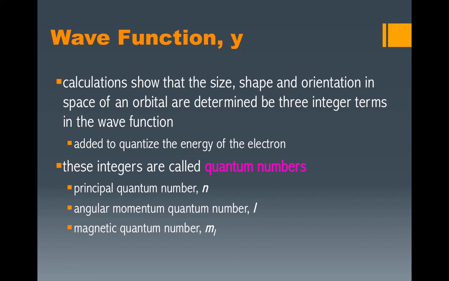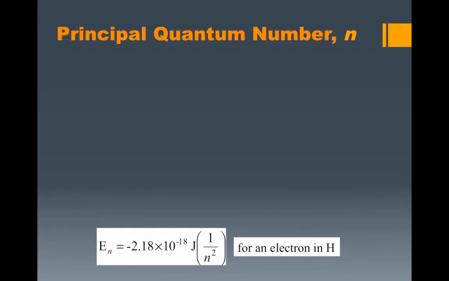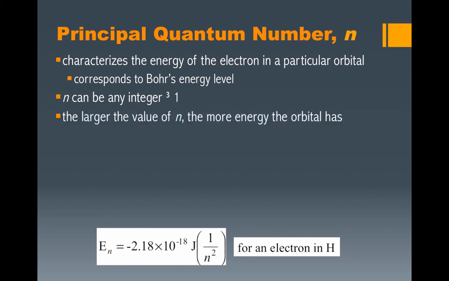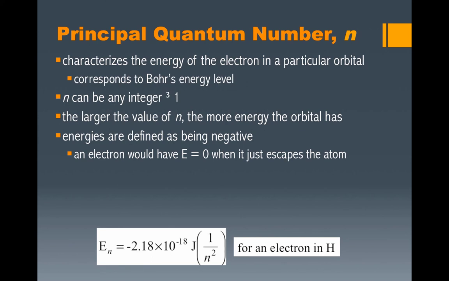Many of the properties of the atoms are related to the energies and where these electrons are, in which orbital the electrons are positioned. Some calculations have shown us that the size, shape, and orientation of the orbital are determined by three integer terms of the wave function, which are here. We call these integers quantum numbers. So we talk about the principal quantum number, the angular momentum quantum number, and the magnetic quantum number.